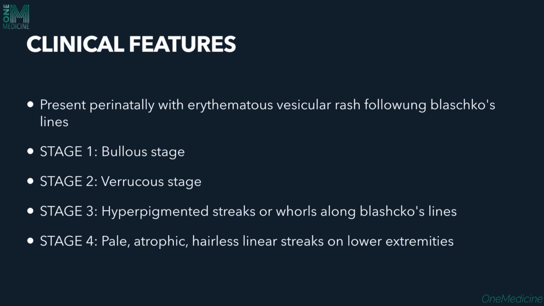Clinical features here. It presents perinatally with an erythematous vesicular rash which follows Blaschko's lines. The disease is seen in certain stages: stage 1, 2, 3 and 4. In stage 1, there will be only bullae, the bullous stage. In stage 2, the lesions go on to form verrucous, that is warty, lesions. In stage 3, there will be hyperpigmented streaks or whorls along the Blaschko's lines again.